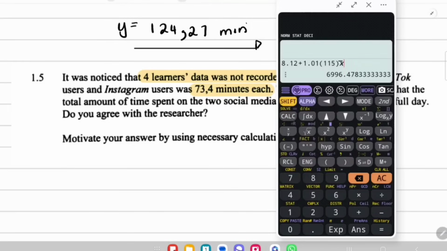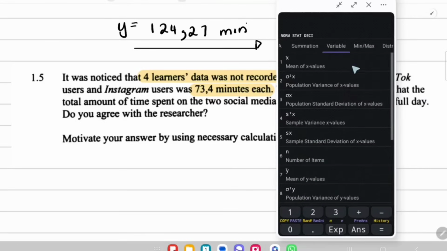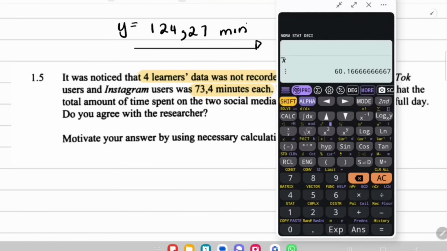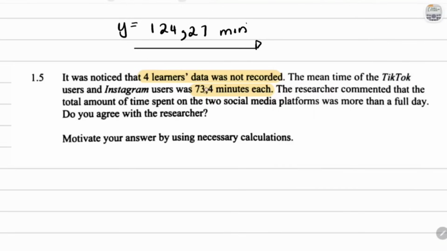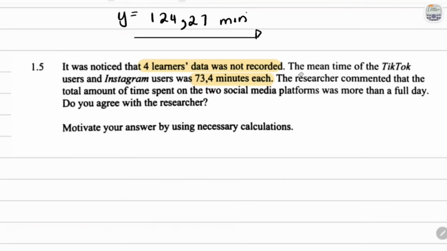So let's go ahead and check the mean. You would take option 2 for mean. And yeah, my calculator always does this, so I kind of have to delete everything there first before I can actually get that. So our mean here, shift 1, is 60 point something. So yeah, definitely this is a new mean. I was just trying to make sure. So the 73.4 is the new mean they found after they recorded the 4 learners that they forgot to include.